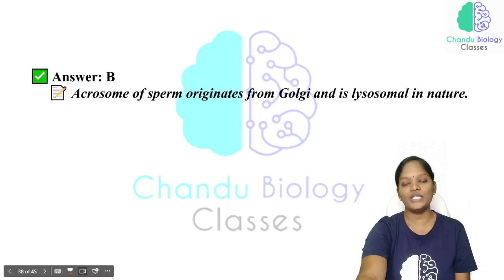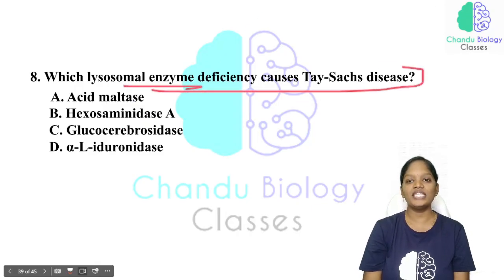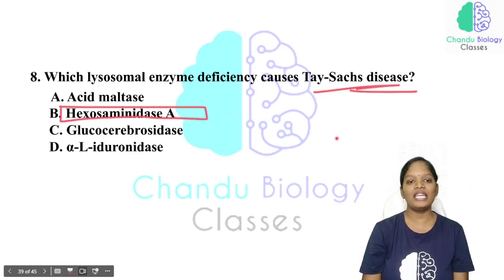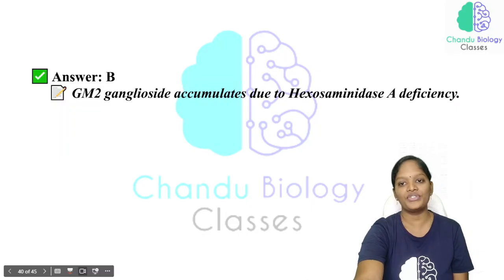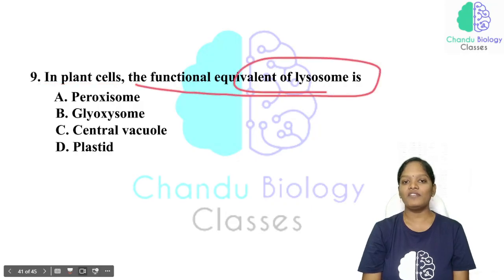Basically it is from both, right? Now, which lysosomal enzyme deficiency causes Tay-Sachs disease? In Tay-Sachs disease, there is no presence of the enzyme hexosaminidase A, which results in the deficiency. Now, in plant cells, the functional equivalent of the lysosome is the central vacuole.